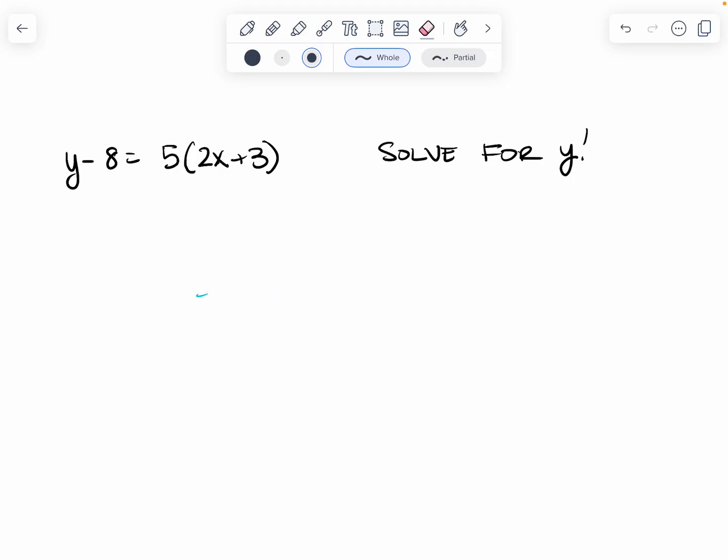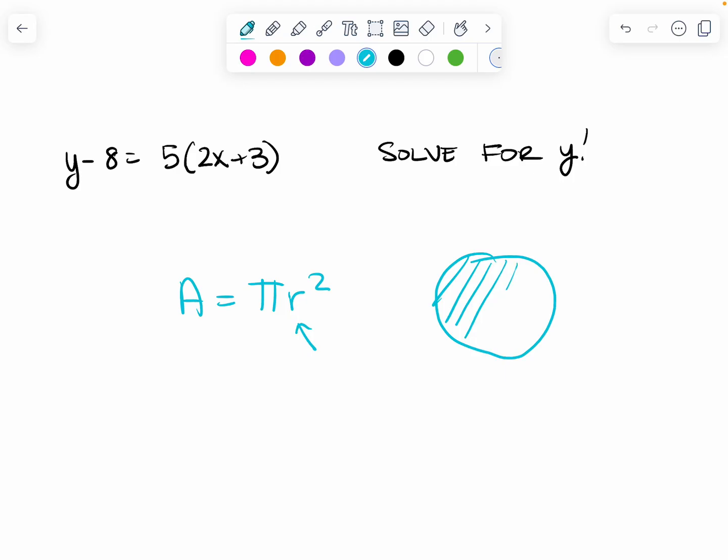Or what if I have something that looks like this? This is the area formula for a circle, and it's dependent on the radius. So area is the space inside a circle. The radius is the center out. So sometimes we want to know how much space we're taking up, but sometimes we know how much space we've got for the circle. We want to know how wide that circle is going to be.